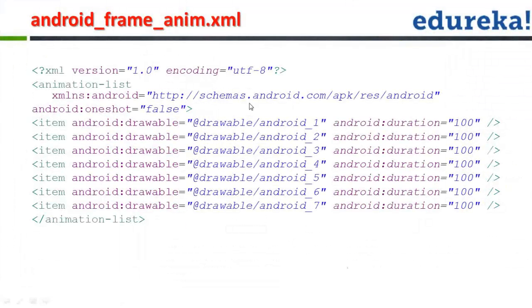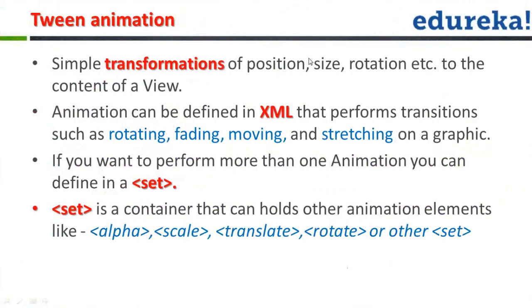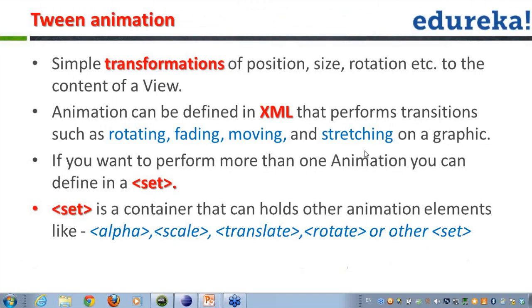The tween animation is a simple transformation, in terms of position, size, rotation, etc., to the content of a view. So if I have some sort of animation that I want to apply to a view, that is done with the help of tween animation. The animations can be defined in XML that perform transitions such as rotating, fading, moving, and stretching.